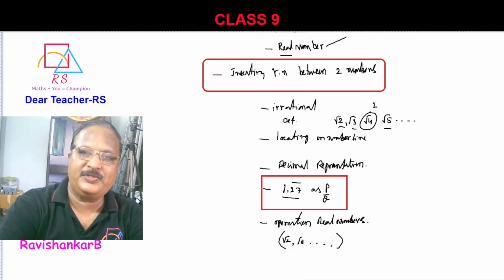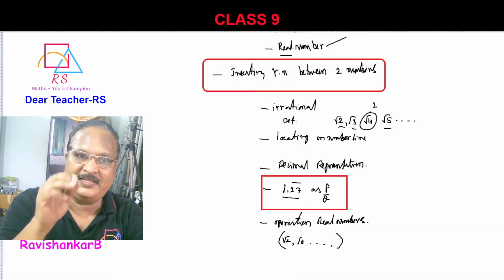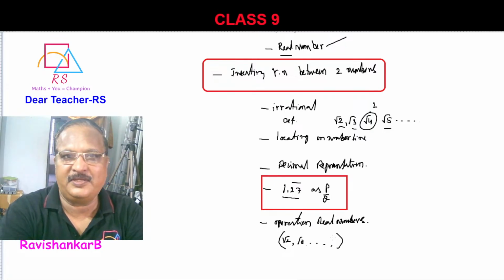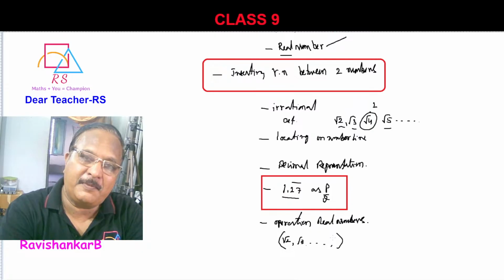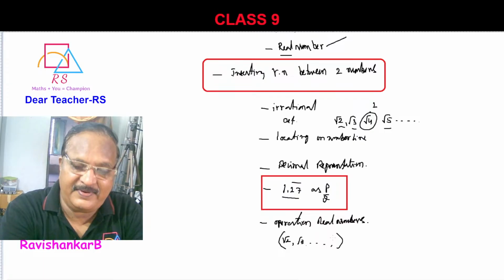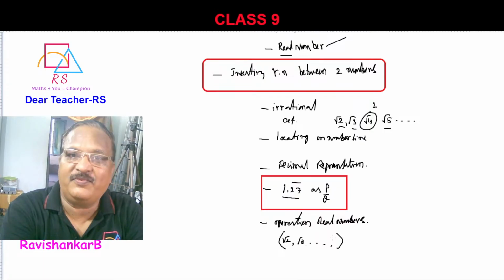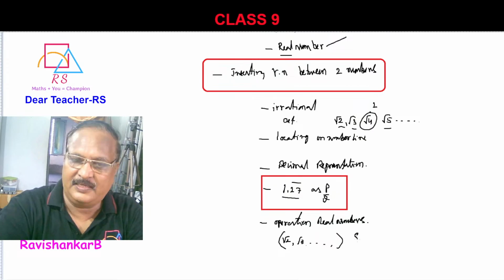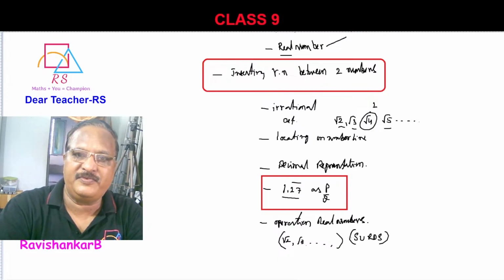So how do you add irrational numbers? What is the addition of two irrational numbers? How are you going to subtract irrational numbers? How are you going to multiply irrational numbers? That is given in the form of surds. Some schools will use the word surds here. So that means addition, subtraction, multiplication, division of these root numbers.